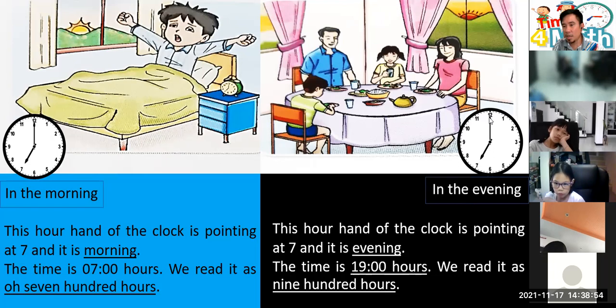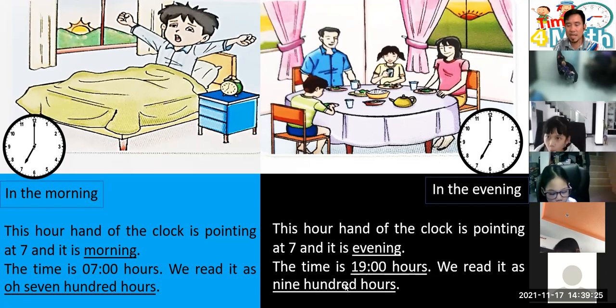So after 12 hours in AM, we count 12. Next is 13. Okay, everybody look here. 1300 hours, 1400 hours, 1500 hours, 1600 hours, 1700 hours, 1800 hours, and 1900 hours. That's why we have here 1900 hours. We write it this way, but we read it as 900 hours. Okay, hope you understand this.